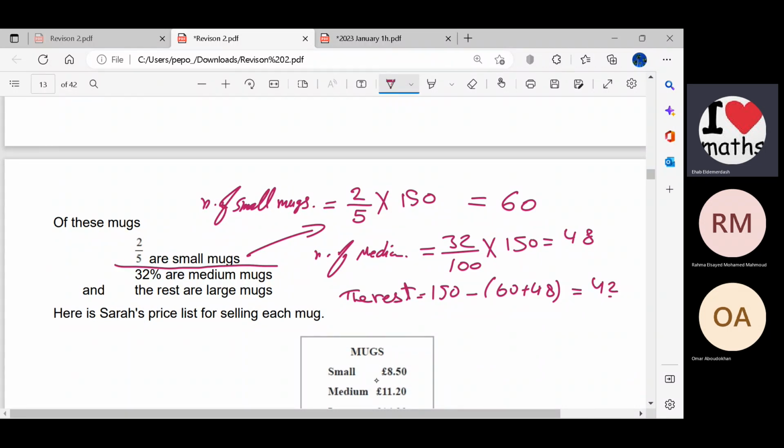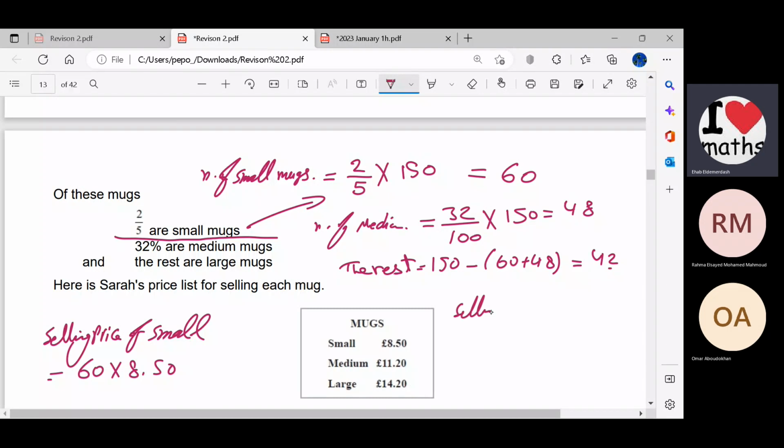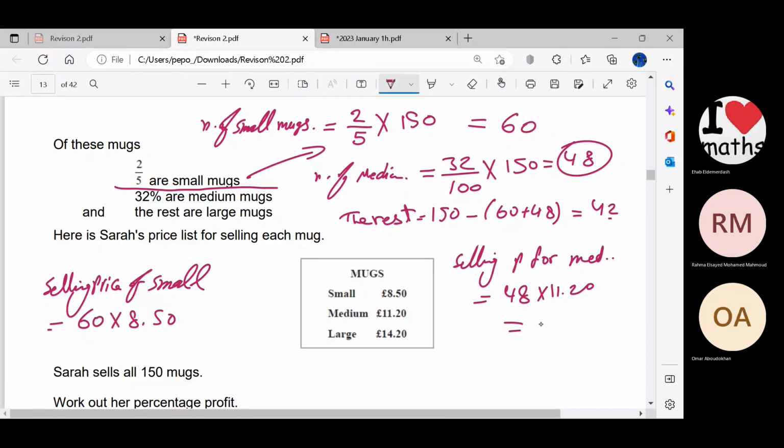The small mugs, she sells the small mugs for 8.50. So the total price, the amount she gained from selling the small mugs: 60 times 8.50, right? Then the selling price for the medium, sorry, not the large, the medium, was 48 multiplied by 11.20. What did that come to? 537.6.